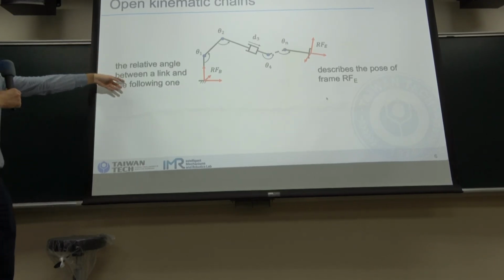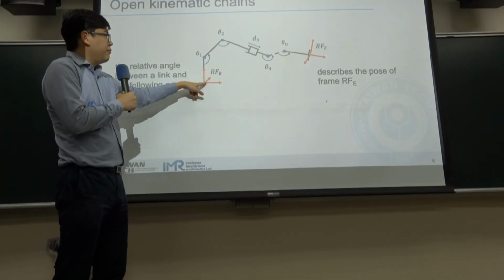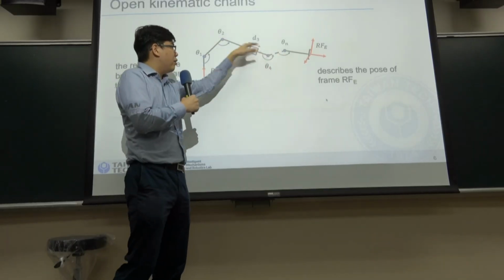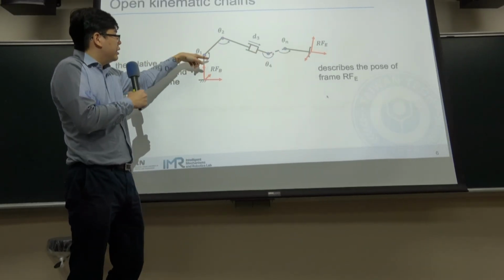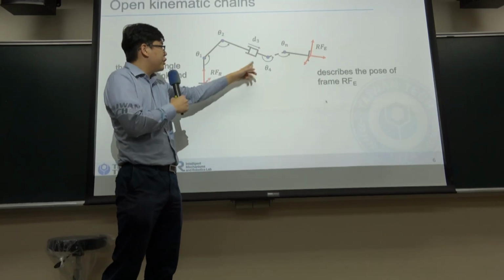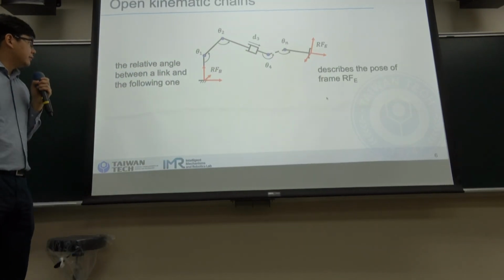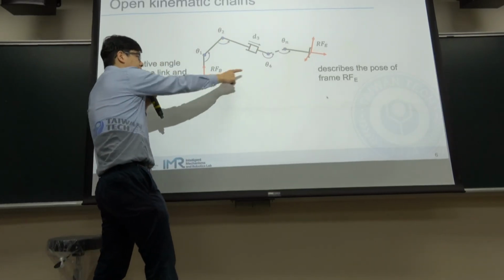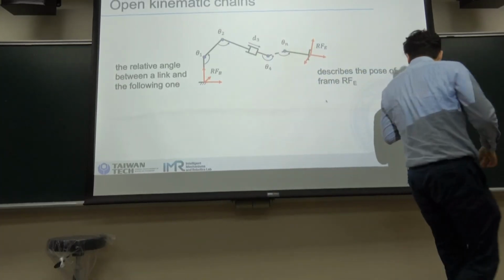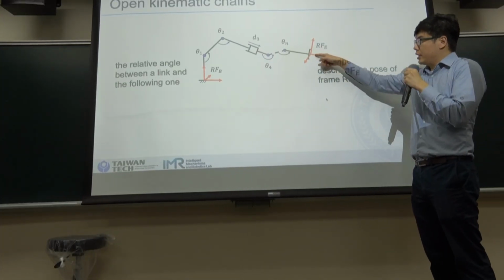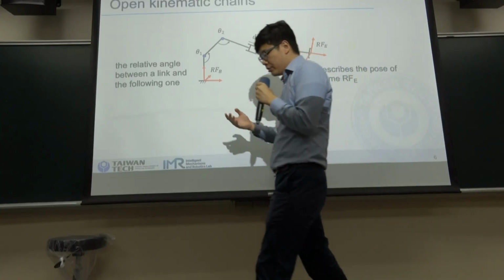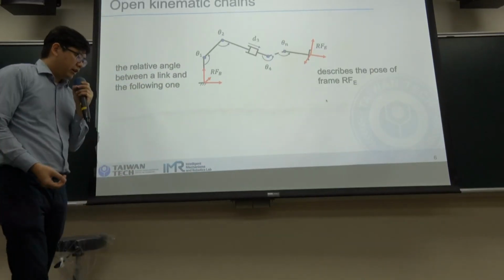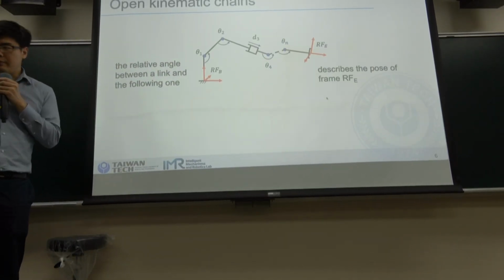So for a robot, we have a base frame, and this one is the end effector frame. In between, these are all the joints, such as revolute joints and prismatic joints. When we want to transfer all these joint variables to the end effector position and direction, the end effector pose, how to transfer the joint variables to the end effector configuration is through the forward kinematics.